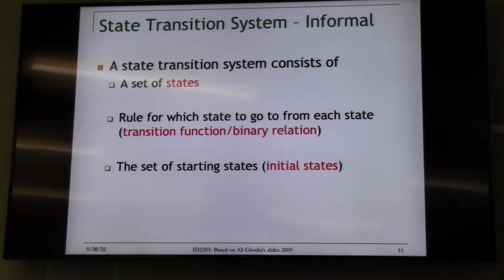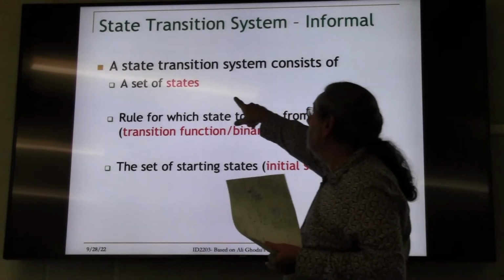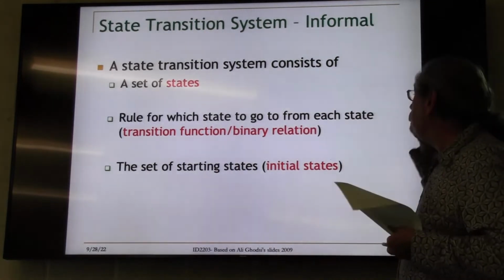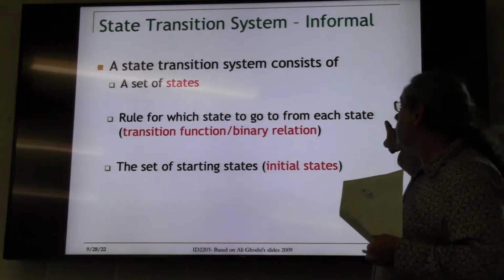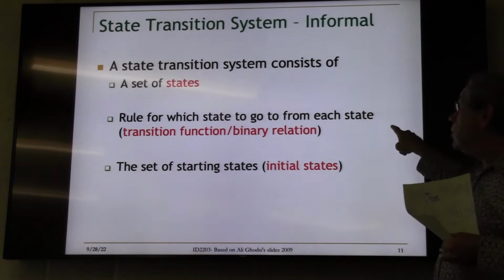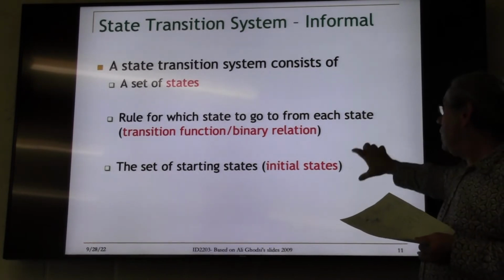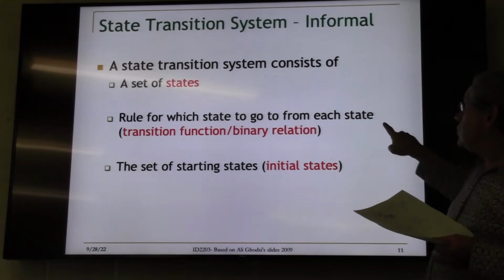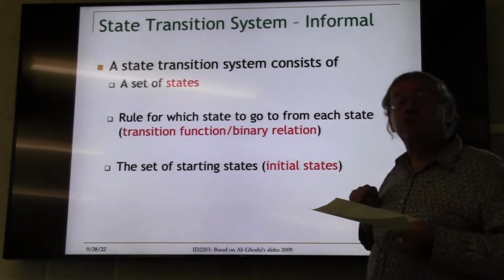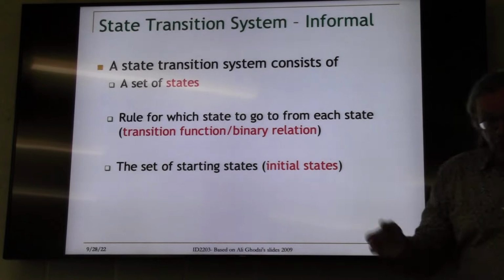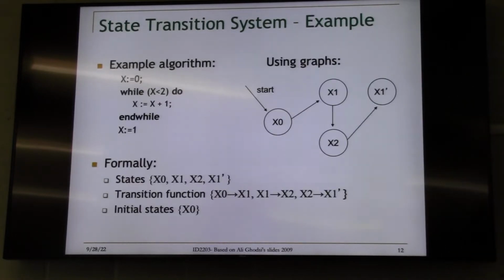Okay. So a state transition system is a fairly straightforward, not complicated thing. You have states, just like the values of the variables. You have rules for which state to go from each state. So this is like the program that's running. And then you have some initial states. So this rule is also called a transition function. Okay, so that's kind of straightforward, that's not too hard.